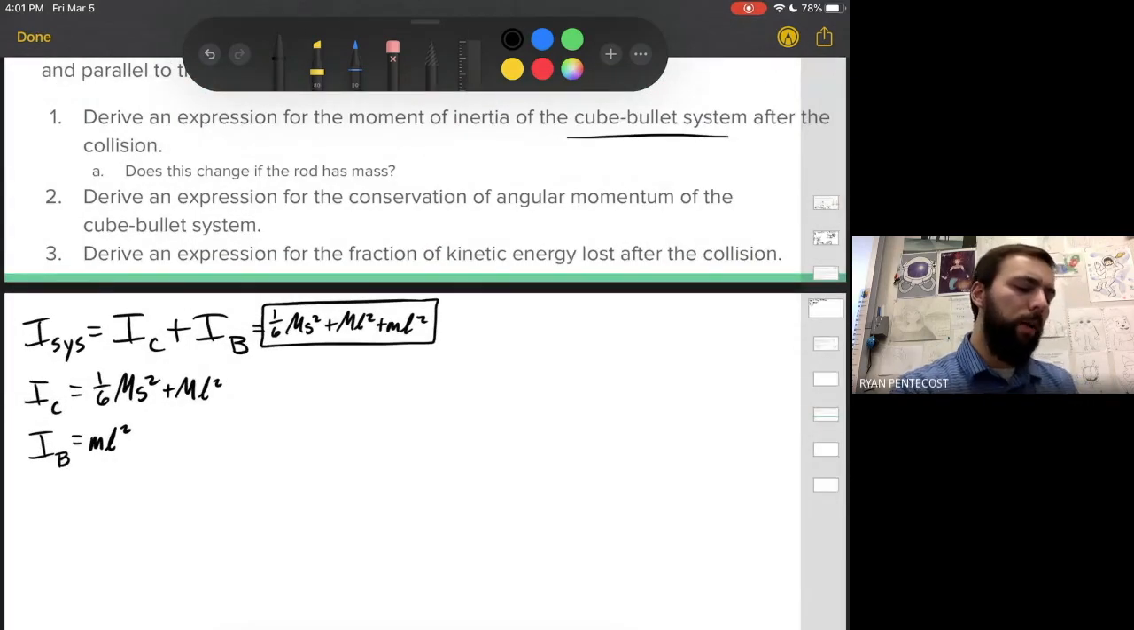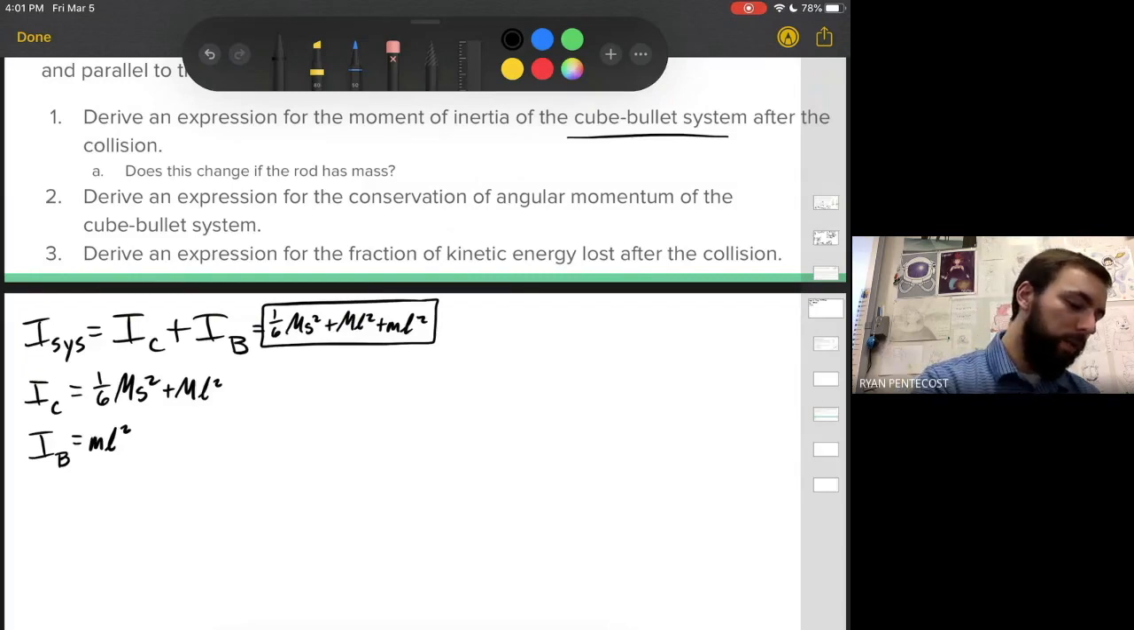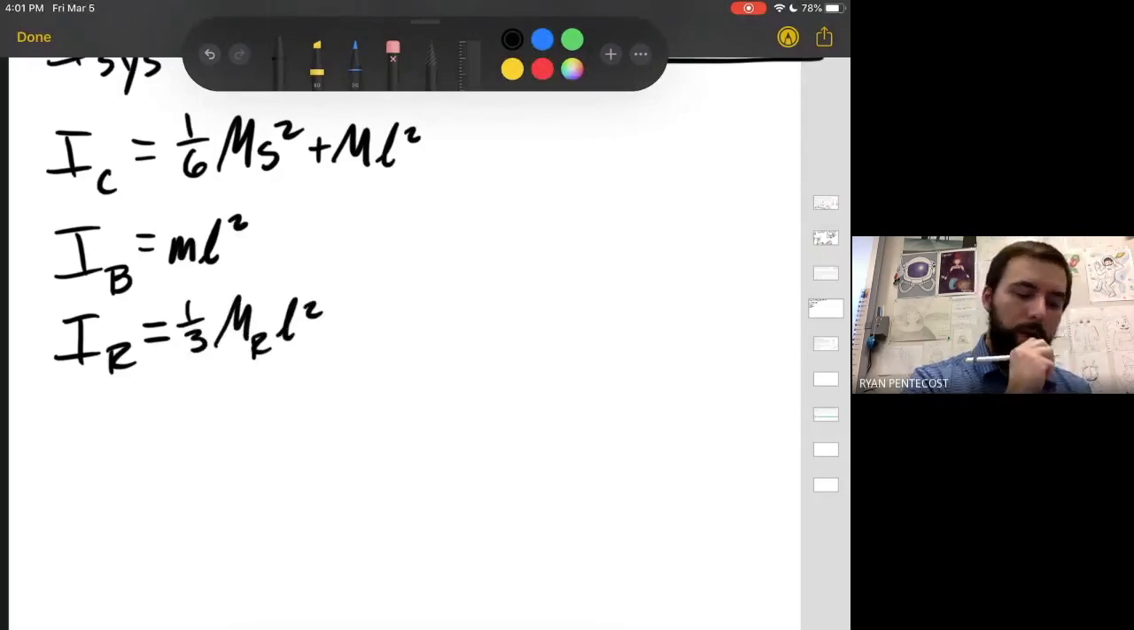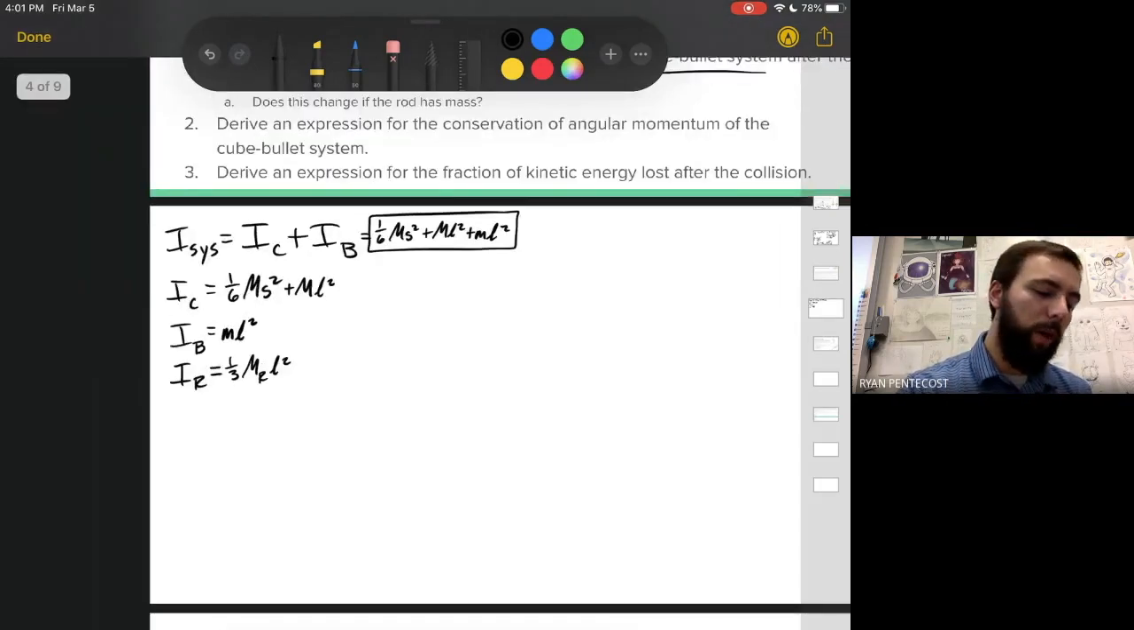Now, 1A, there is this what-if scenario, right? Does this change if the rod has mass? Yes, it does. So then we would also consider the moment of inertia of the rod, and this is a rod pivoting about its end. So that's not 1/12, that is 1/3 the mass of the rod times L squared. If this rod did have mass, that doesn't complicate our problem too much.